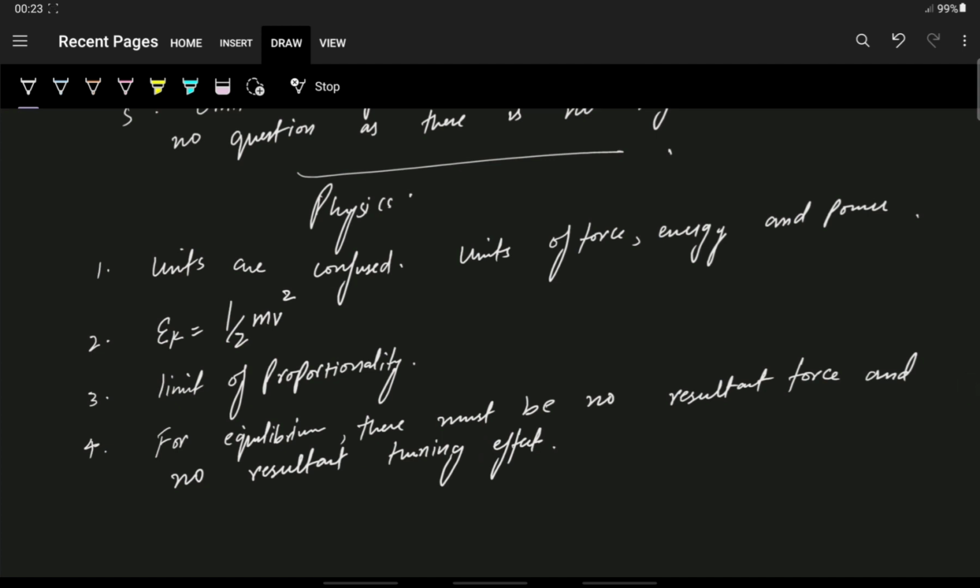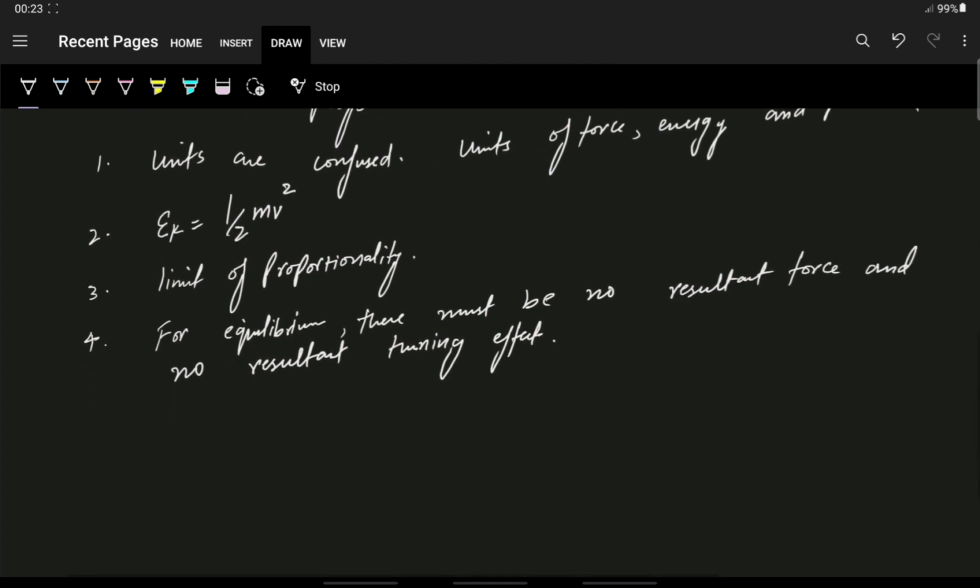Sometimes students are asked about the difference between a scalar and a vector quantity. A vector has a magnitude and a direction, but students do not make it clear that it is the direction that is the difference rather than the magnitude. So basically a vector has a direction, which differentiates between a scalar and a vector. You should know about that as well.